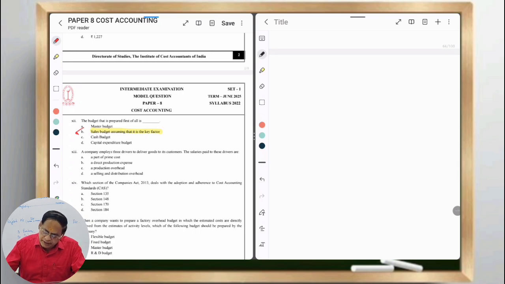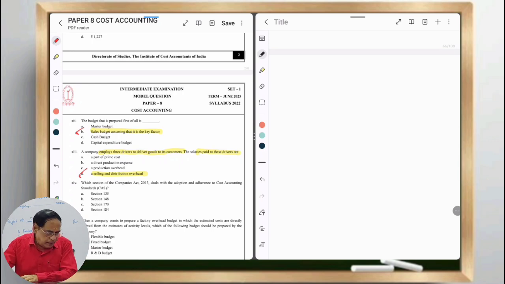And then, the company employs three drivers to deliver the goods to the customer. So, in order to make available the product to the customer point, we employed three drivers. For them, we paid salary. So, is the salary paid to the drivers part of the prime cost, or direct production cost, or production overhead cost? Actually, it is too far. Selling and distribution overhead, that is a correct answer. Please make note of it.